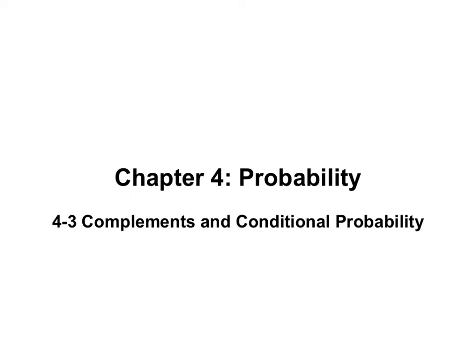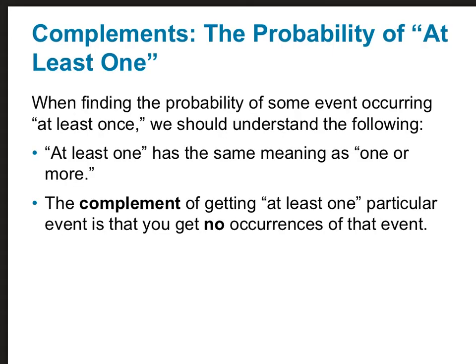This section finishes up Chapter 4 and we'll be looking at complements and conditional probability. When finding the probability of some event occurring at least once, we should understand the following. At least one has the same meaning as one or more. The complement of getting at least one particular event is that you get no occurrences of that event.